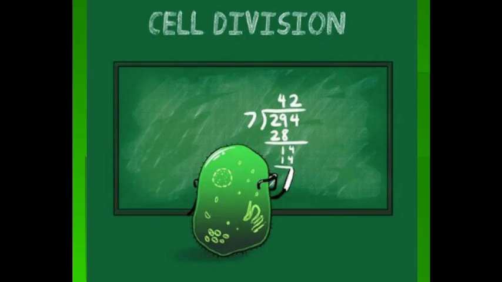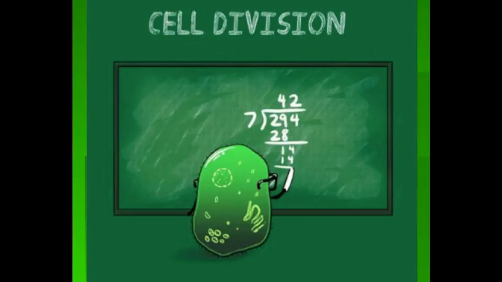Today we are going to be looking at meiosis. Now, meiosis is a type of cell division. This is the division of sex cells. So, in the past, we have looked at mitosis. Now, mitosis is the division of somatic cells, or just cells in your body.